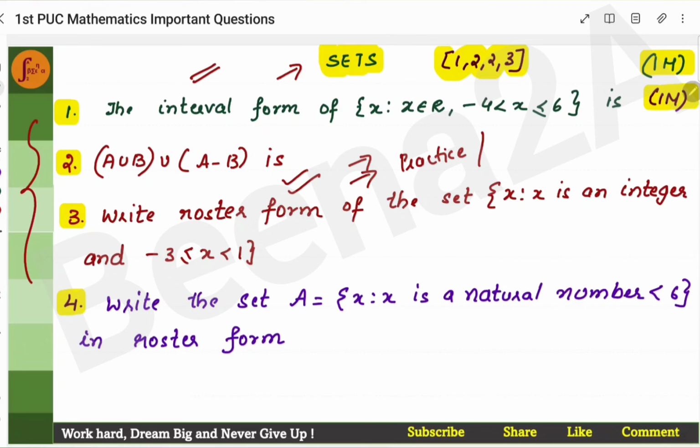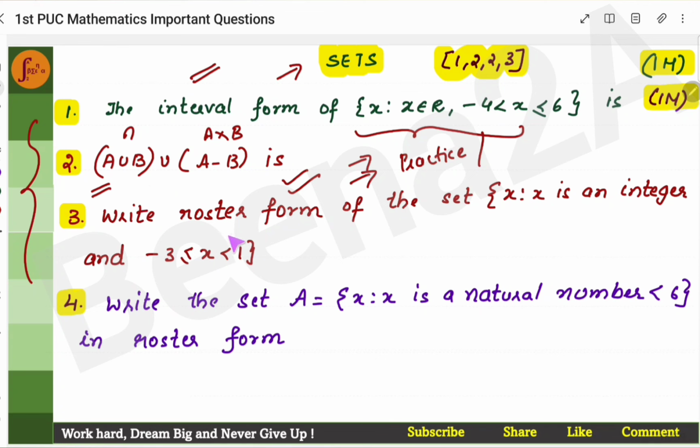Now in sets, the most frequently asked question in the 1-marker section is the interval form of a particular expression. You have to write the closed interval and the open interval using the bracket symbol. The next one is, you will get questions like what is A union B, or A minus B, or A intersection B, or A cross B. All these kinds of questions related to sets.